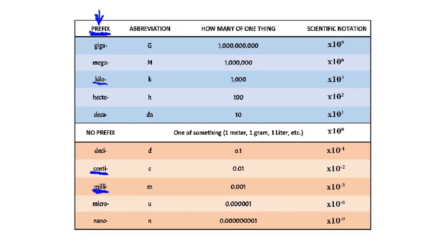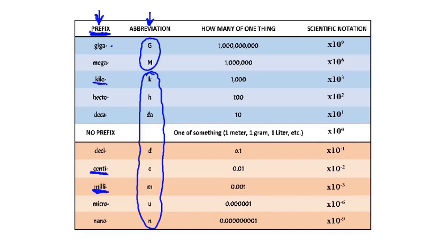And here are their abbreviations. As you can see, these top really large ones, the Giga and the Mega, are capital G and capital M. And the rest of these are going to be lowercase, from kilo all the way down to nano. These are all lowercase. So the only capital ones are the two big ones up here, Mega and Giga.